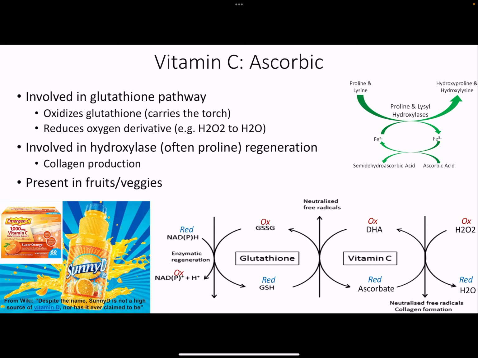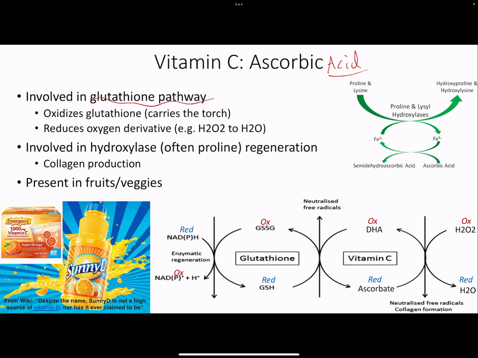We're out of the B's, home stretch. So vitamin C, ascorbic acid, is involved in the glutathione pathway. So it can oxidize glutathione. So it's really just carrying the torch, right? Glutathione is reduced, and it's going to oxidize a nasty reactive oxygen species, a nasty peroxide. But for whatever reason, vitamin C says, hey, I'll take the extra electrons and I'll reduce the hydrogen peroxide. I don't know why that is happening or why glutathione can't do it alone, but that's a thing.